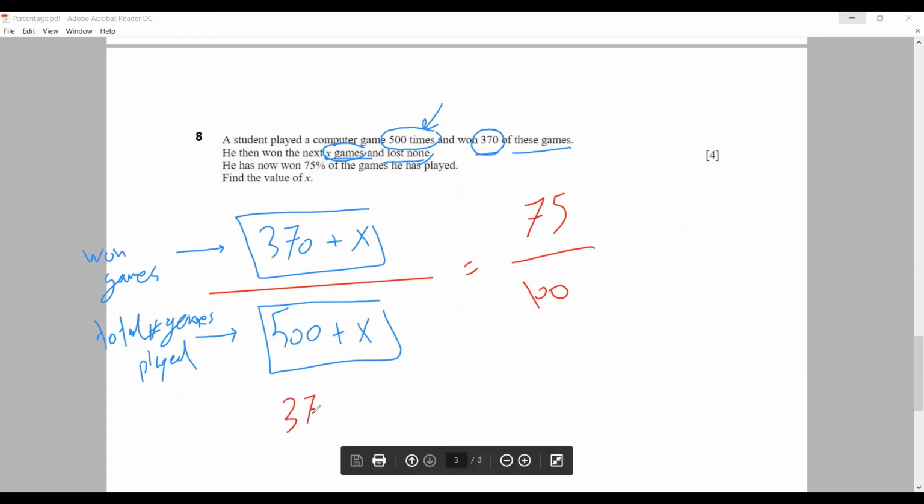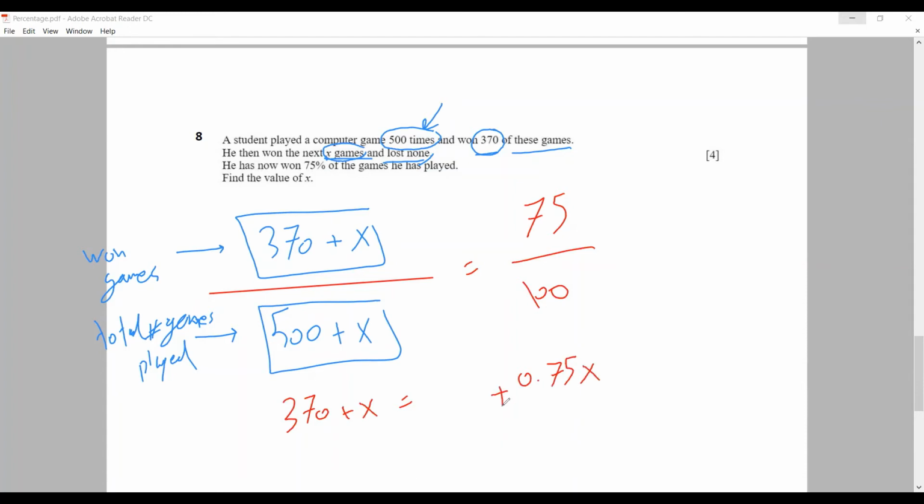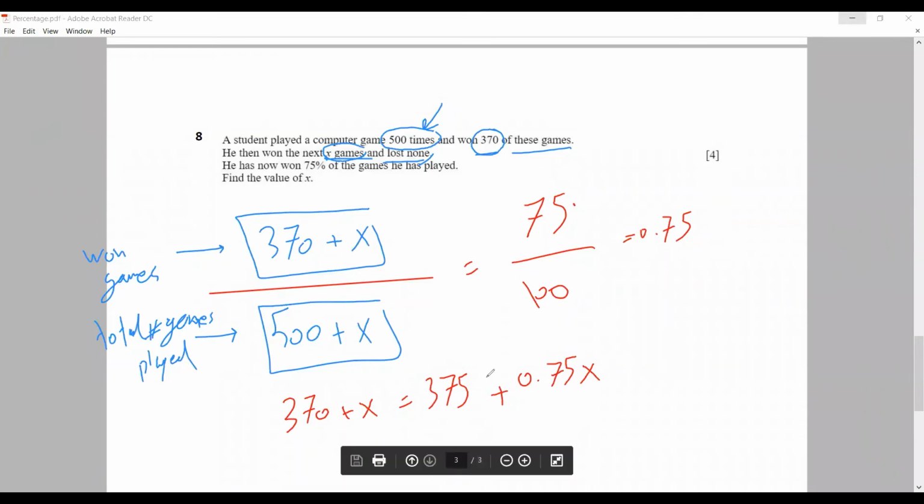Let me rewrite again. 370 plus X is equal to 0.75 times (500 plus X). 500 times 0.75, that is 375, right? This guy here is basically 0.75X. So you don't need to cross multiply. Don't come up with very big numbers, guys. So make life easier for yourself. So now, where were we? Yeah, we get 0.25X. This goes on the other side, and this goes on the other side. Must be equal to 5.